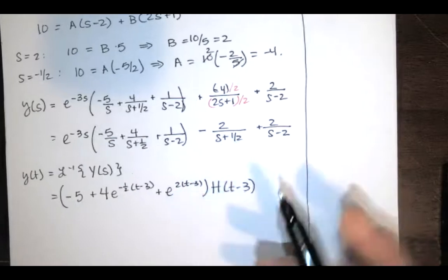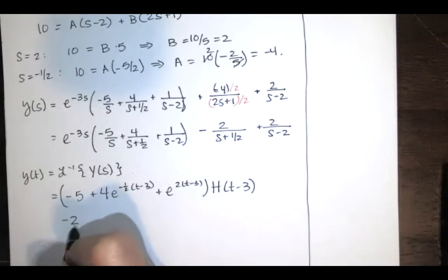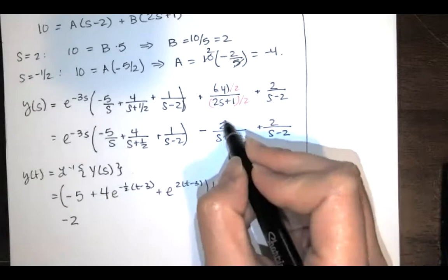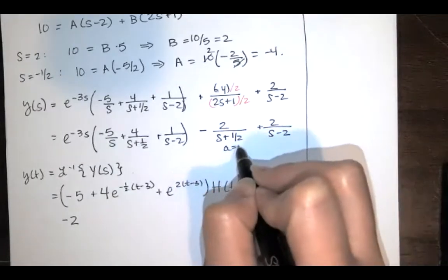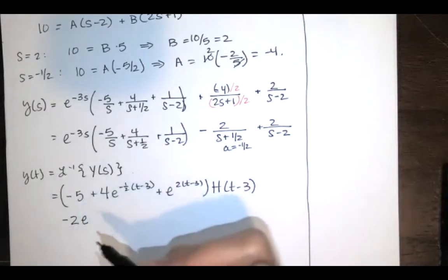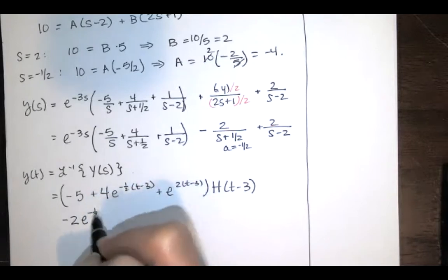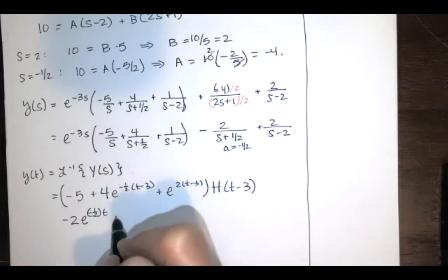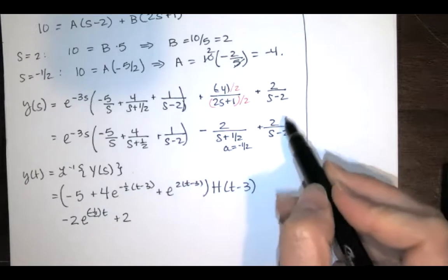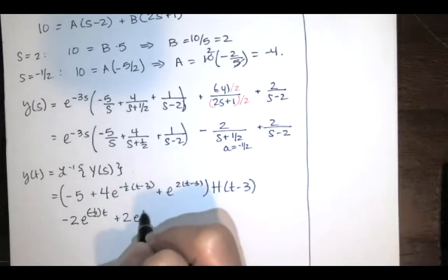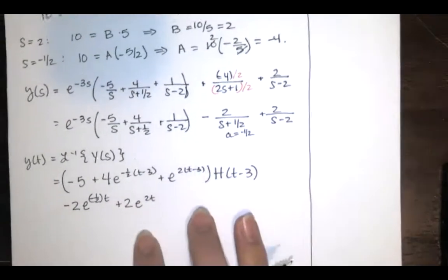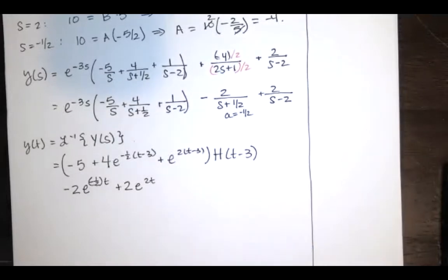Plus the inverse transform of this piece, which is -2 times 1 over s minus a, where a is equal to -1/2. We get e to the at, so we'll have e to the -1/2 t. Bring the 2 down here. The inverse transform of 1 over s minus 2 is e to the 2t. So that is our answer, but typically we like to write it as a piecewise function, rather than in terms of the Heaviside function.